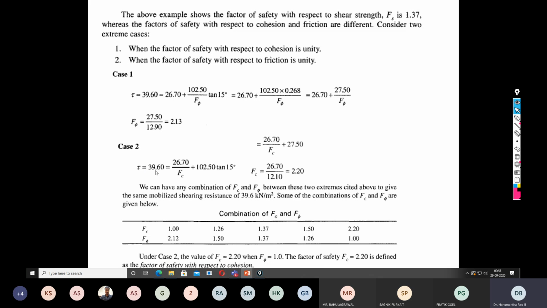So you take the shear stress, and the factor of safety with respect to friction is 1. So if it is 1, then what would be the value of the factor of safety with respect to the cohesion for the same shear strength. So these are increased values of the factor of safety. The factor of safety against friction increased up to 2.13, and with respect to cohesion it has increased up to 2.2.